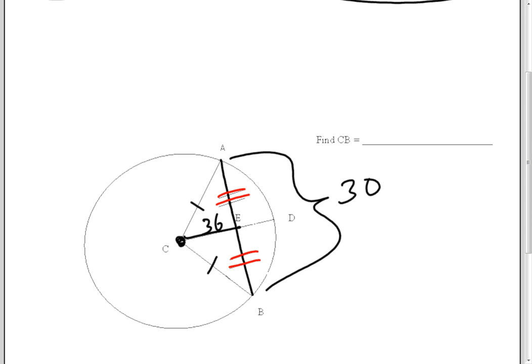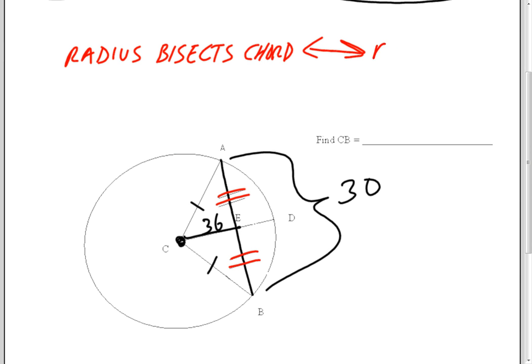What is the radius doing to the chord if you're seeing this in your drawing? Bisecting. That's our rule. And that's what I've got on the side board on the very bottom. Radius bisects chord. Double arrow. Radius and chord are perpendicular.